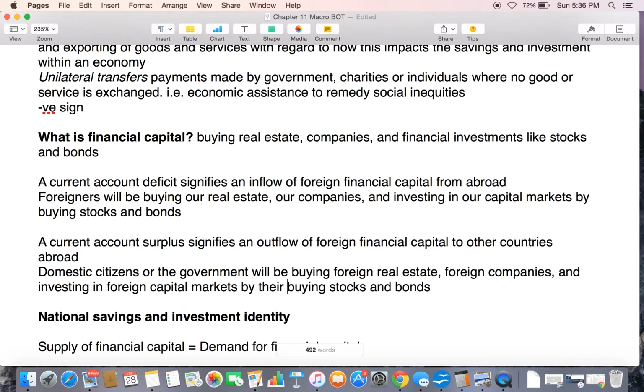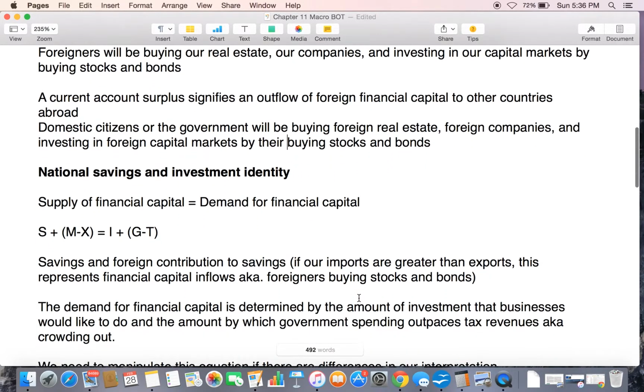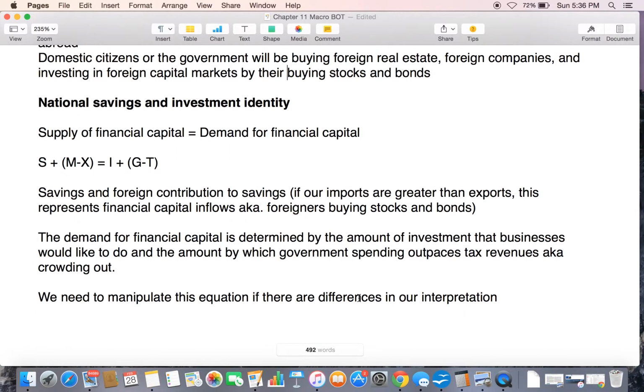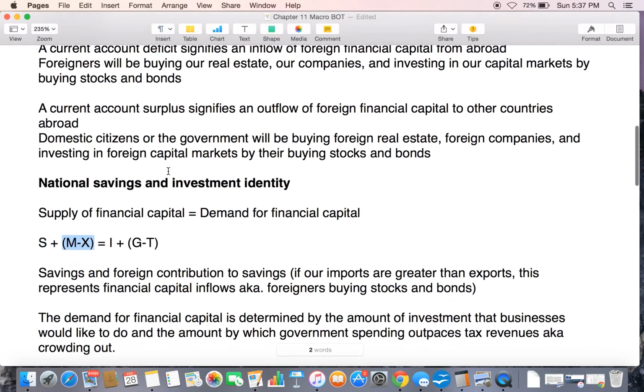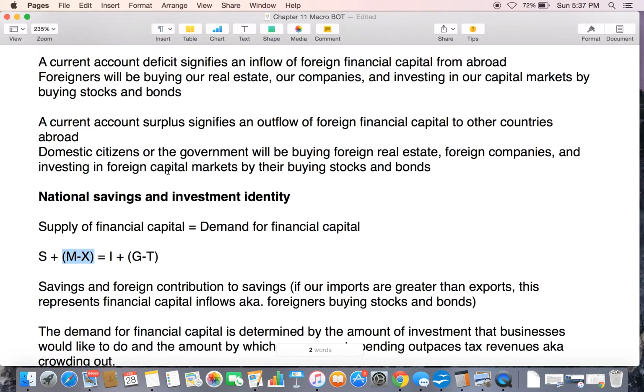their stocks and bonds. So this leads us to the national savings and investment identity. What we see is that our supply of financial capital must be met by our demand for financial capital. And one way to look at the equation is to notice that where we are savers plus any current account deficit, you can see that the M and X are opposite. So our imports would be greater than our exports here.